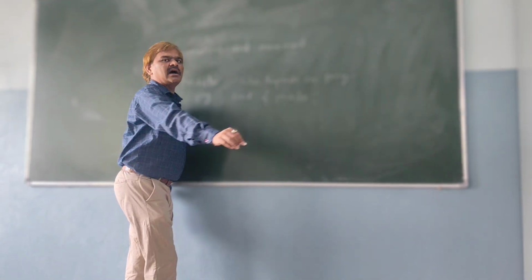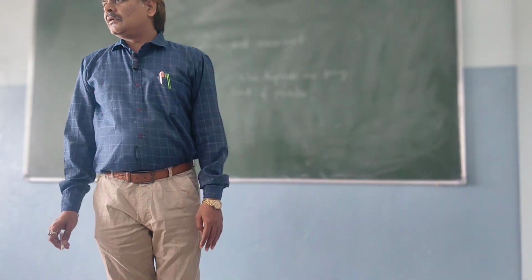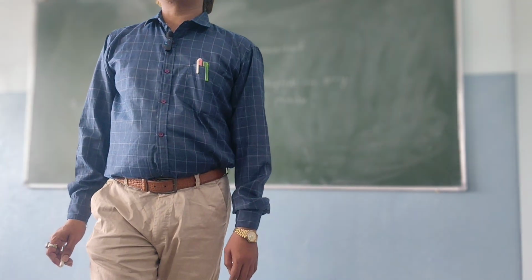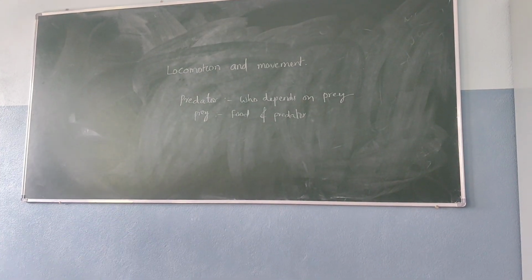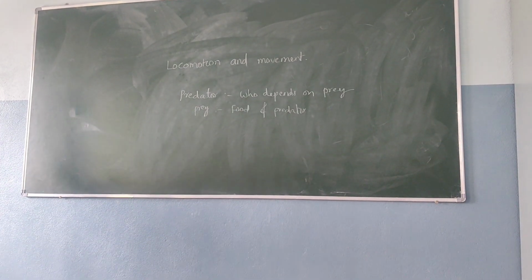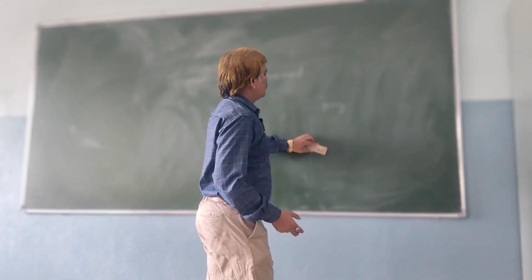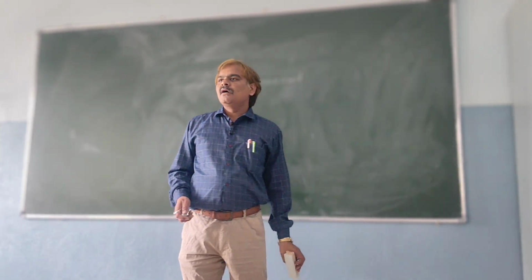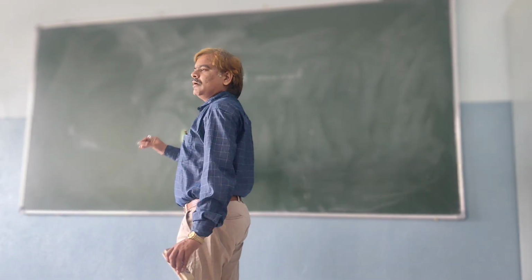Example, the humans are the predator for plants, and microorganisms are predator to us. So likewise, for these four reasons, every organism is showing the locomotion as well as movement. Mainly locomotion will be shown. What is meant by locomotion? What is meant by movement?